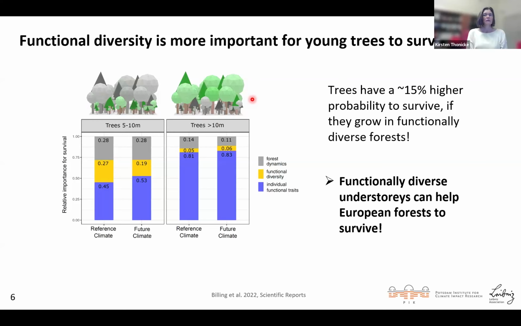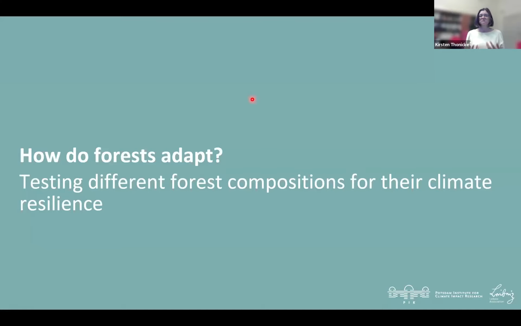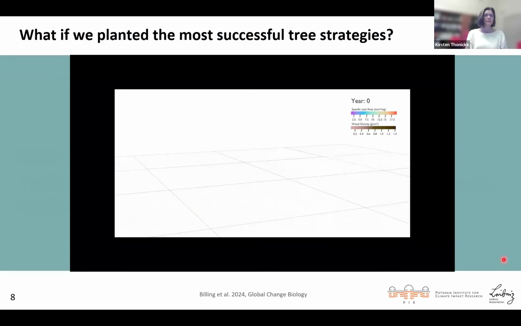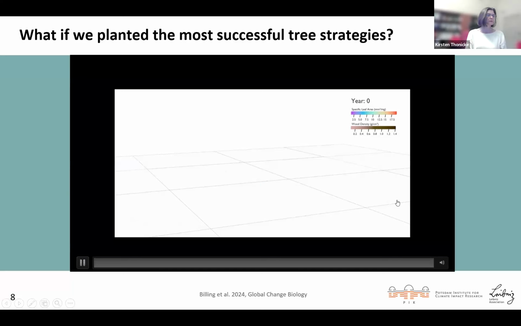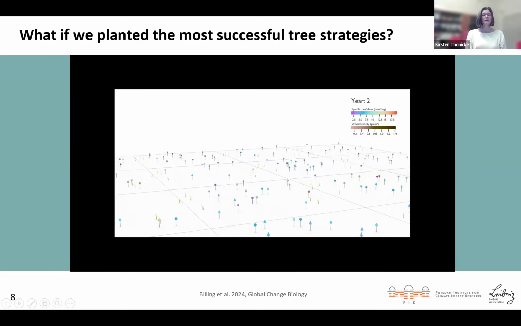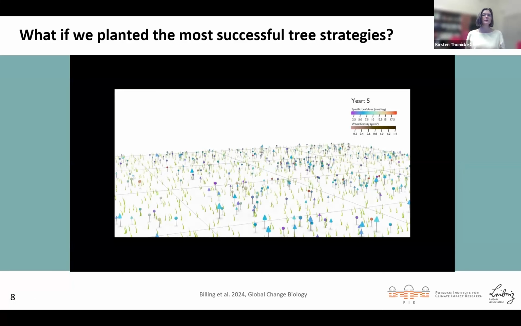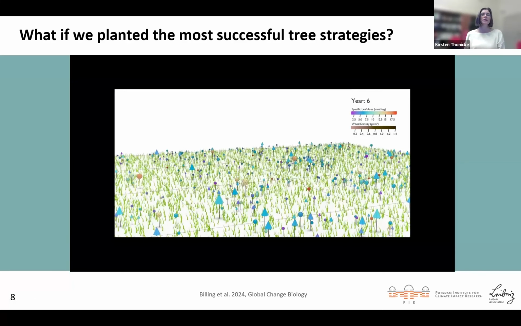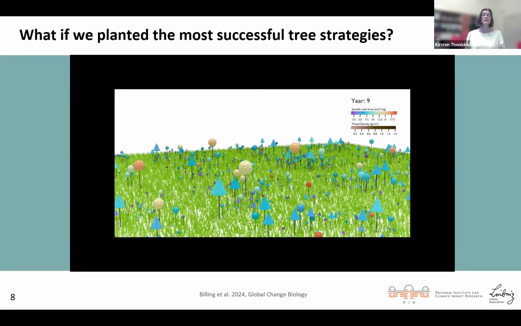In the second study, we then said, okay, now that we know that diversity is important for the understory, how do forests actually adapt? Because still, if you think of different management scenarios, you could think of testing different forest compositions for the climate resilience. There's a lot of discussion on nature restoration, how we can restructure forests to be more natural, how can we bring in the climate resilient forest composition, especially here in Germany.